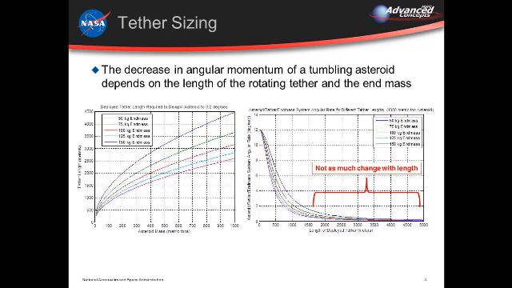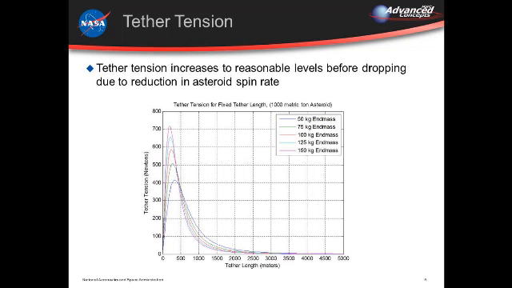Okay, and then this shows the tension. As the tether length increases, there is tension on the tether, but then it starts to go down because the rotation of the asteroid really starts to come into play. And I think this number, like 700 newtons, is about 160 pounds roughly of load. And again, each color curve is for a different end mass.